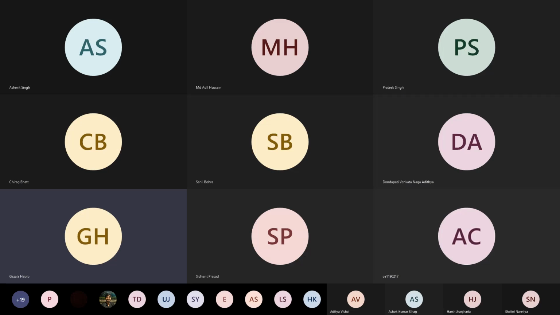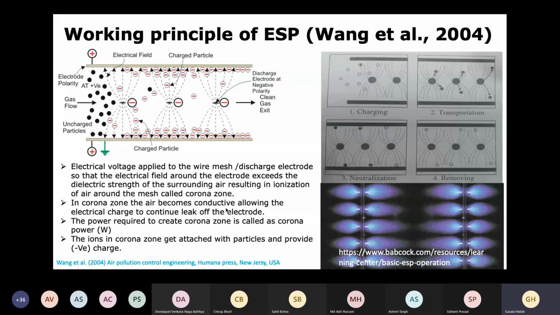I included the definition of corona charge in this slide, which we discussed last time. Corona charge means, as we know, in an electrostatic precipitator the basic principle is to charge the particle with opposite charge to the collecting plate, right? So if the collecting plate is positively charged, then the particle should be negatively charged, so that the particle will migrate towards the collecting plate and they will be collected.